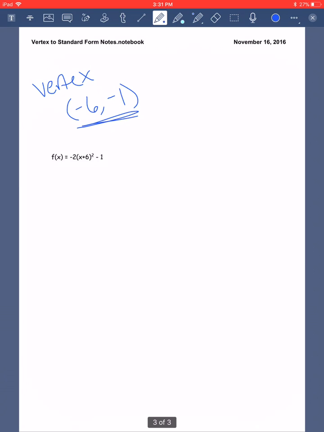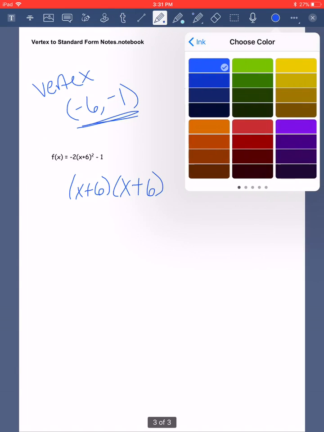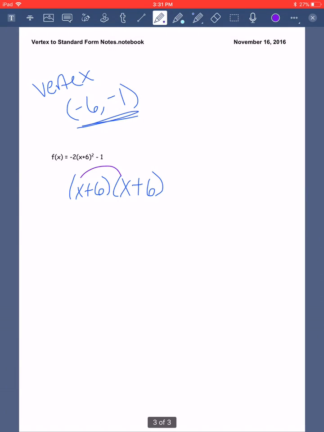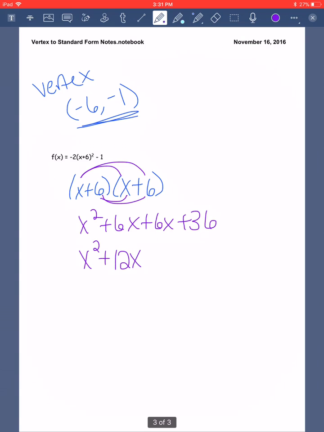Now to convert it to standard form, my first step is to FOIL. So I'm going to multiply x plus 6 times x plus 6. So let's see here. I get x times x is x squared. X times 6 is 6x. 6 times x is 6x. And then 6 times 6 is 36. So that is x squared plus 12x plus 36.